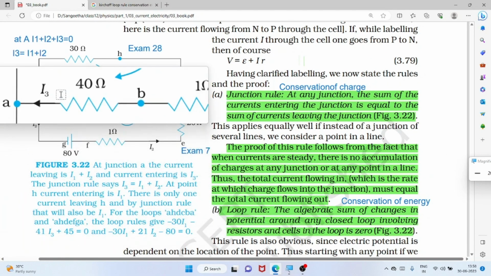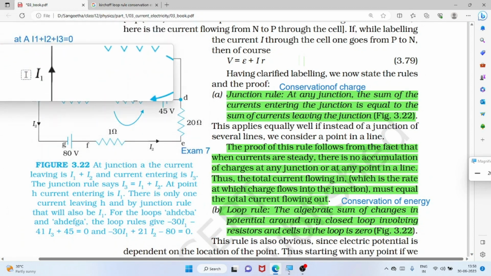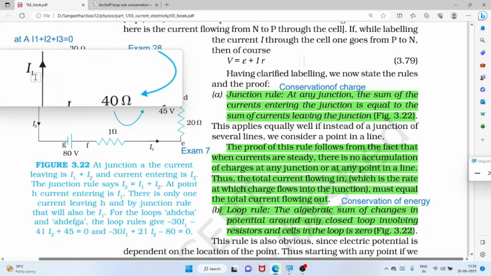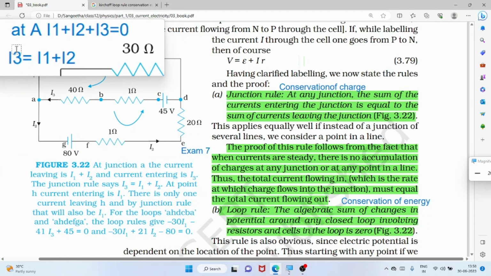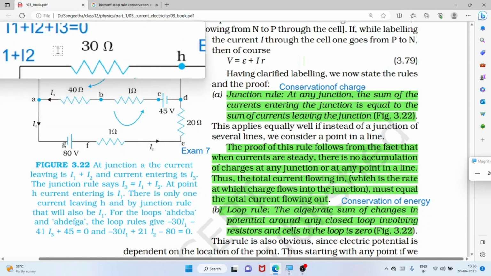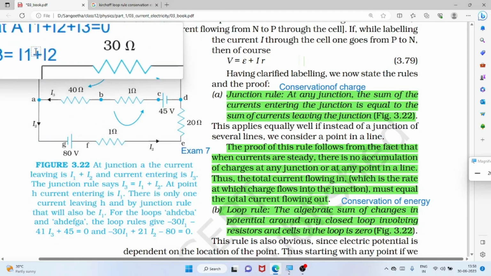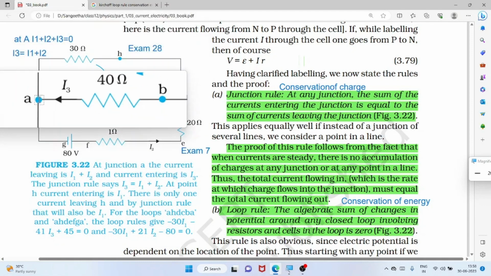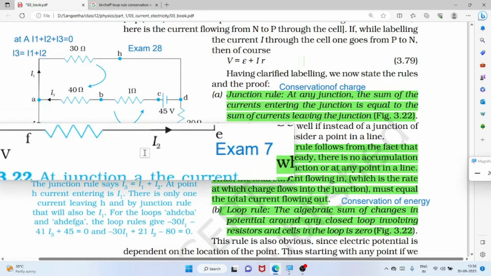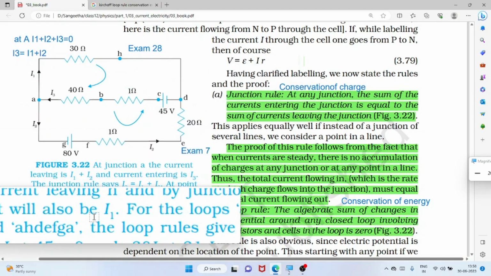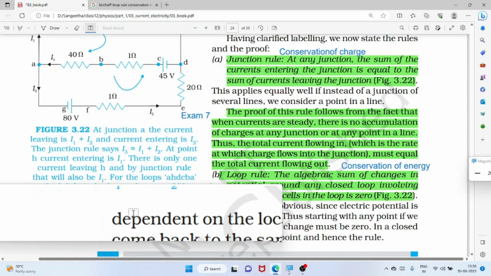So here in this junction, the incoming current I3 is equal to the outgoing currents I1 plus I2. So I3 equals I1 plus I2. When you add all the currents at this junction, it will be 0. That means incoming current has a positive sign and outgoing current has a negative sign. So you add all of them, and that will be 0. Similarly, for this loop we can write the voltage equation also.